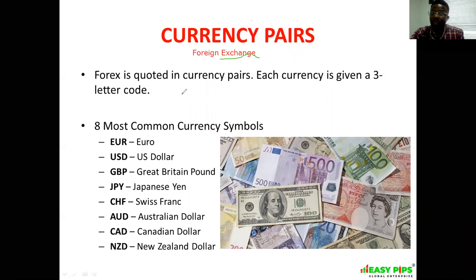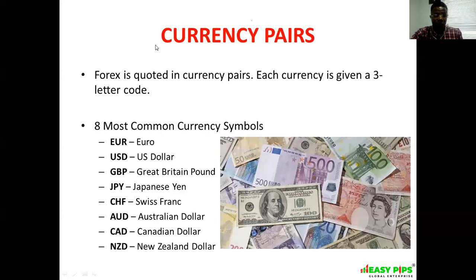So each currency is given a three-letter code. We all know about all these common currency pairs. We know about euros, US dollar, Great Britain pounds, signified by GBP. Japanese yen, anytime you see JPY, you know you are referring to Japanese yen. CHF means Swiss franc. AUD means Australian dollar. CAD means Canadian dollar. NZD means New Zealand dollar. So these are the most common currency pairs, and I'm very sure it's something we would have come across before.